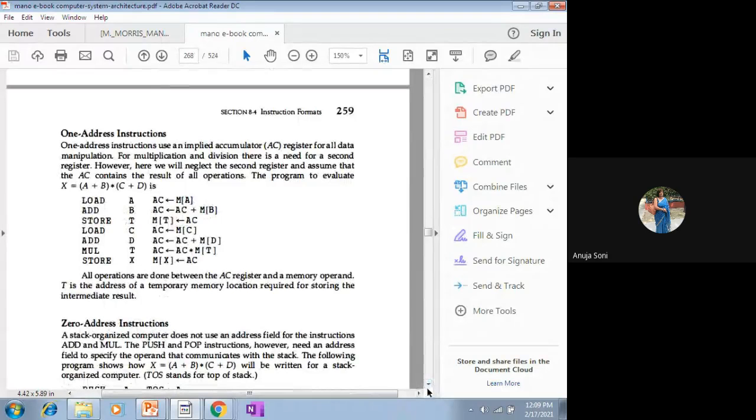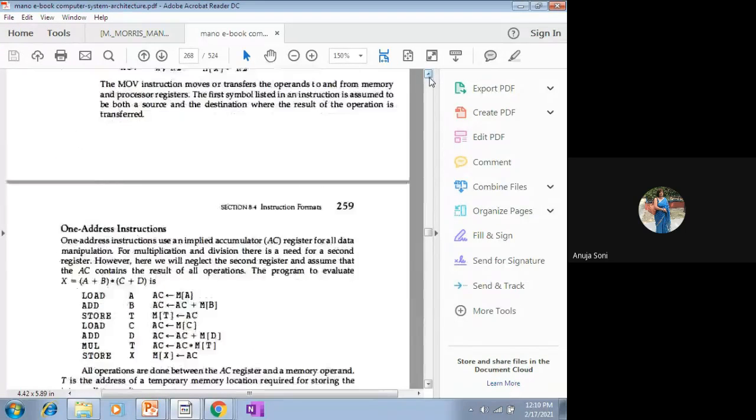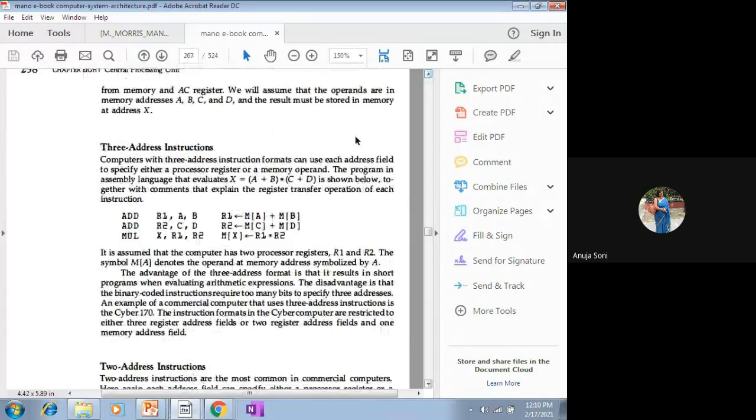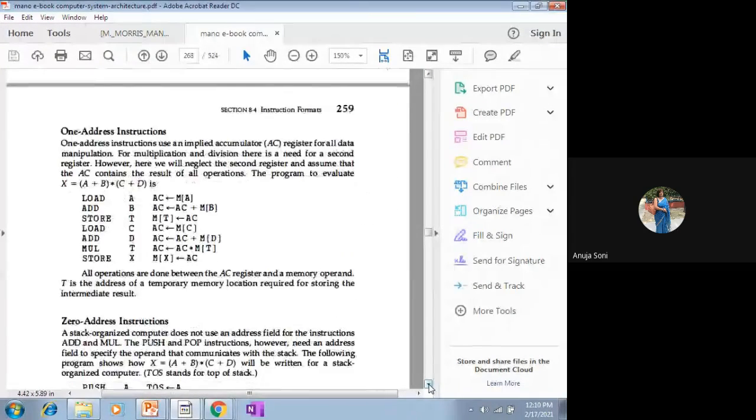It is again extremely important. One question of this type comes up, and this expression may be changed. So note down again this question as a part of your assignment. You are given this expression and you have to write down an assembly language program using three address instruction, using two address instruction, using one address instruction, and using zero address instruction.